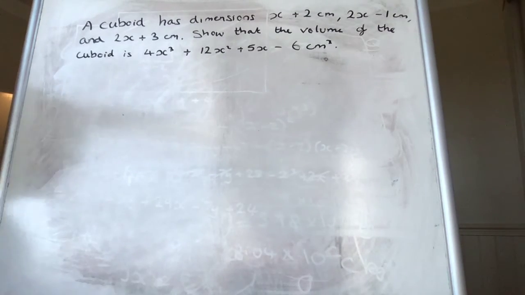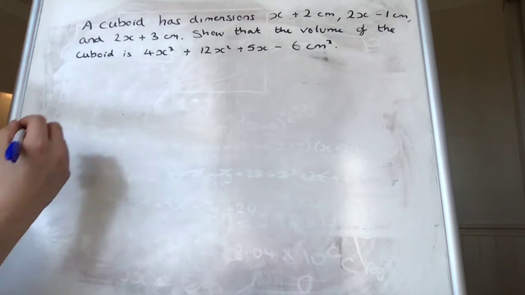So in this question, it says a cuboid has dimensions x plus 2 centimeters, 2x minus 1 centimeters, and 2x plus 3 centimeters. Show that the volume of the cuboid is 4x cubed plus 12x squared plus 5x minus 6 centimeters cubed. Now the first thing I would do is just try and imagine a cuboid and how we would come about the calculations. Now I'm going to try and draw a cuboid.